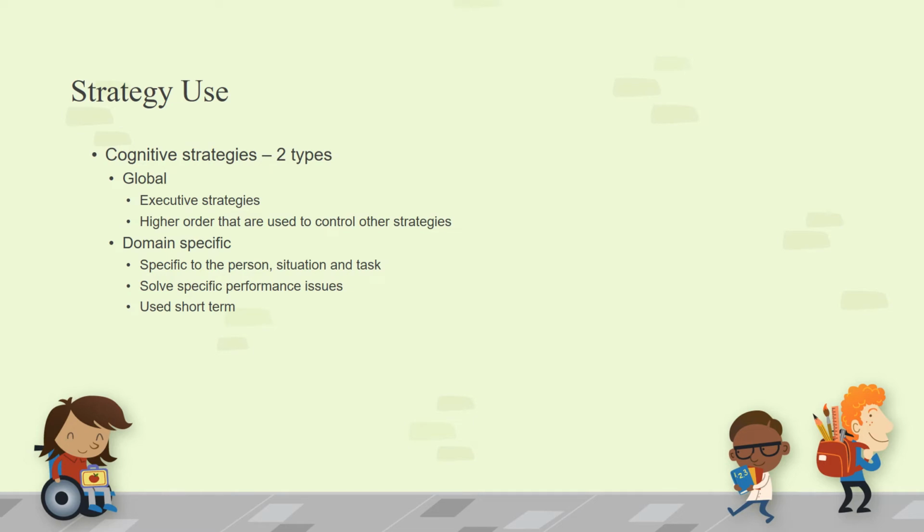Strategy use: there's 2 types of cognitive strategies that are used, and these are global strategies, which is what goal, plan, do, check falls under, and it's an executive strategy and a higher order strategy that is used to control and coordinate other strategies. And then there's domain-specific strategies, which are specific to the person, the situation, and the task, and they solve specific issues, and they're more used on a short-term basis.